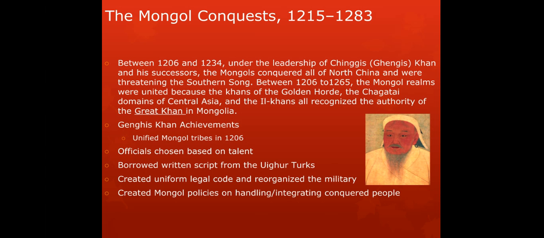His achievements: he managed to unify the tribes in 1206, and he chose officials based on talent, not necessarily his family. He borrowed written scripts, so he didn't actually make it, but he did take it from the Turks. He created a uniform legal code, he reorganized the military, and he created policies on handling and integrating conquered people.